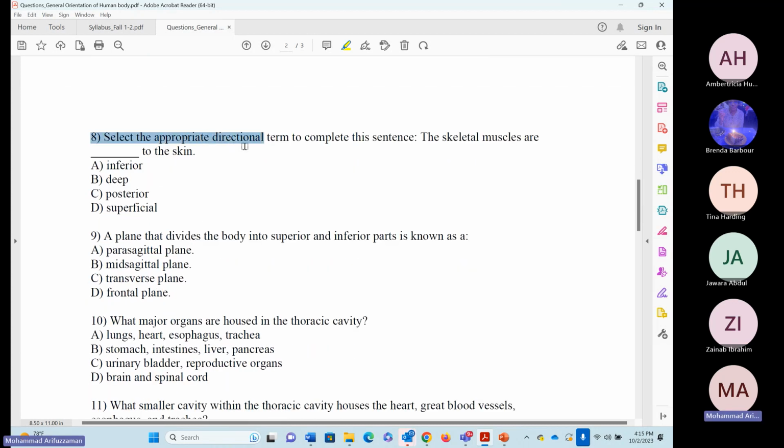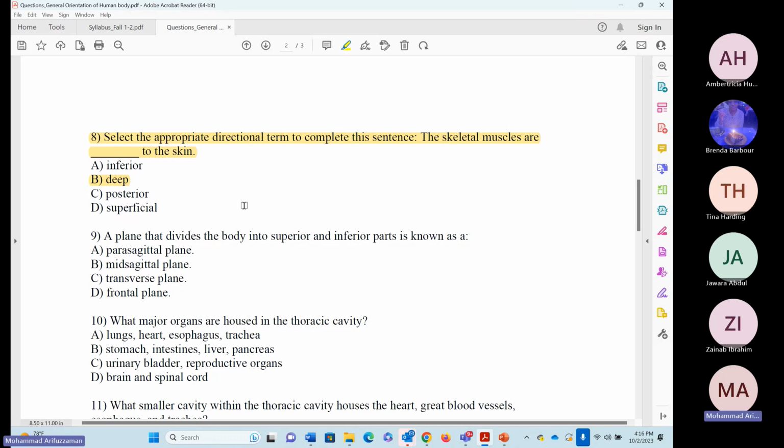Select the appropriate directional term to complete this sentence. The skeletal muscles are blank the skin. Now you can see the relative relationship between the muscles and the skin. Is that deep? Yes, deep, correct. So skeletal muscles are deep to the skin. Deep means inside. Now, if you think of the question in a different way, the skin is superficial to the skeletal muscles.